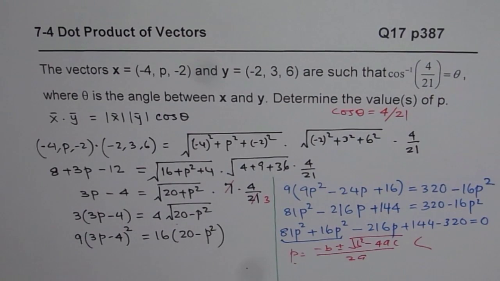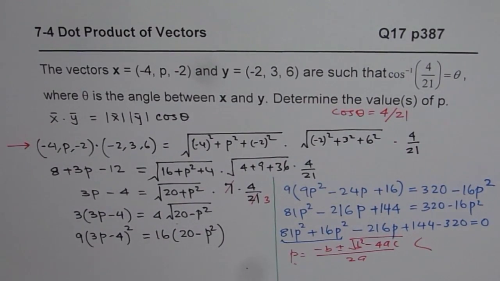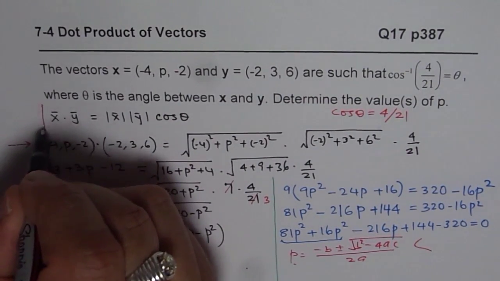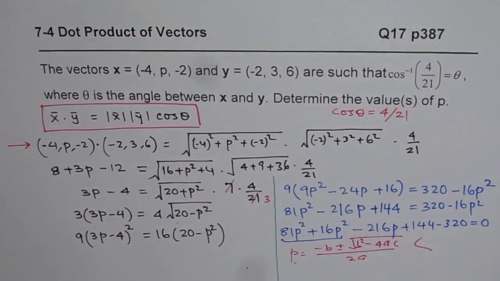So I'd like you to further do the calculations and check your answer with the book, right? So that should be fine. I think you've understood the process. The main step which I wanted to tell you was this: use the dot product definition as we have used, and then simplify and get your answer.